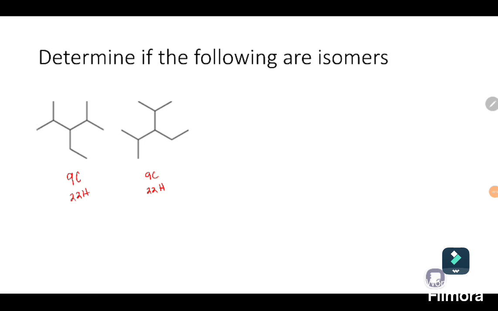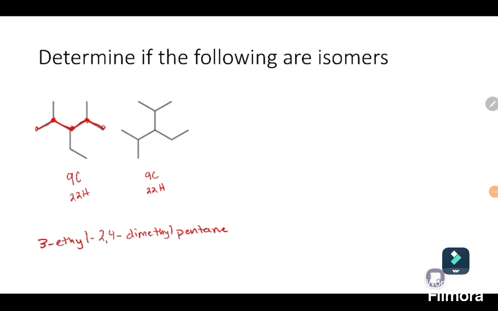The first molecule here, if we look for the longest chain with the most substituents, is a 1, 2, 3, 4, 5 carbon chain. So this is going to have pentane as its base name. We see a methyl group on carbon 2, a methyl group on carbon 4, and an ethyl group on carbon 3. So the name of this molecule would therefore be 3-ethyl-2,4-dimethylpentane.